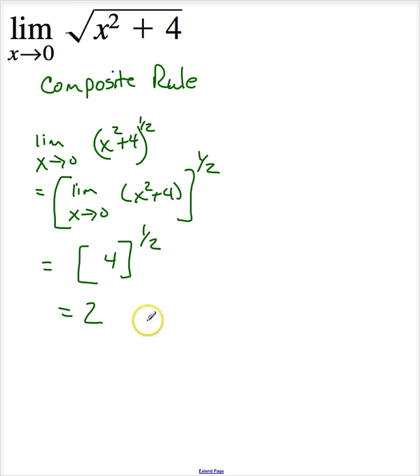Now yes, this is an awful lot of steps when you could have just plugged it in and said square root of 4 is 2. But this is showing you how to use the composite rule. You won't always have an explicit function, and so you need to be able to go through with the steps.